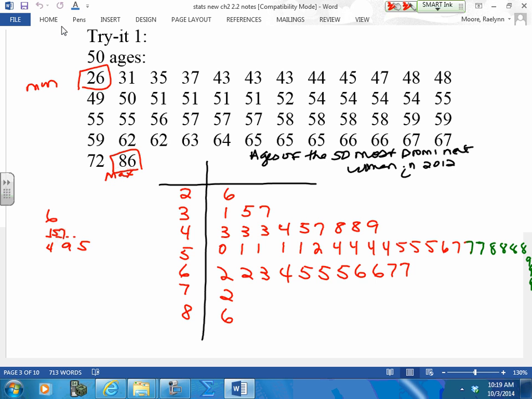So we should be able to look at this, and if you turn your paper sideways, this is a great histogram with all the data in here. Each of your columns would be by 10s: 20s, 30s, 40s, 50s, 60s, 70s, 80s. It's organized in a nice way, and you're able to see each data entry. Each one is unique, so I can tell all your entries.